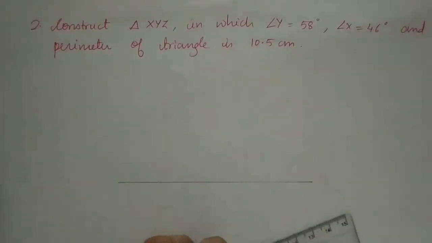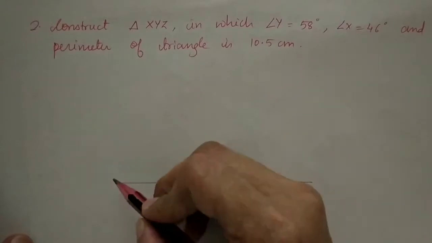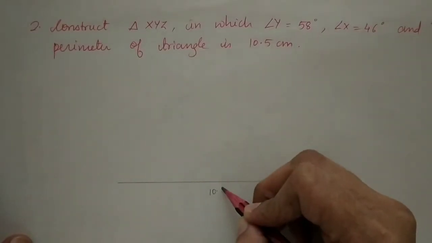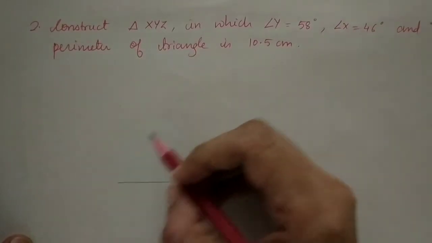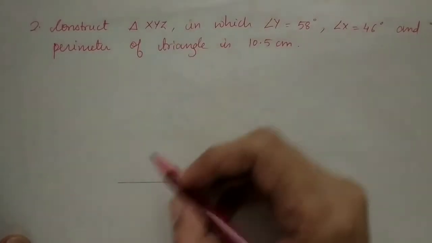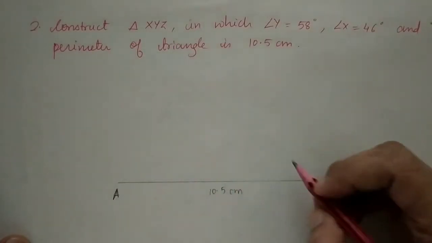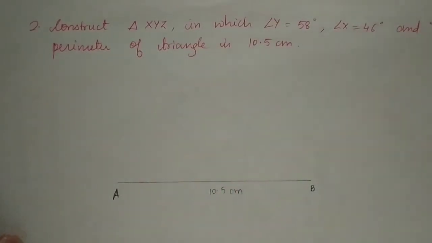So this is the base of 10.5. Okay, you can write down here 10.5 centimeter. Name this as, this is XYZ. No, so you cannot name it XYZ. You will name it as A and B. Then we draw the angles.